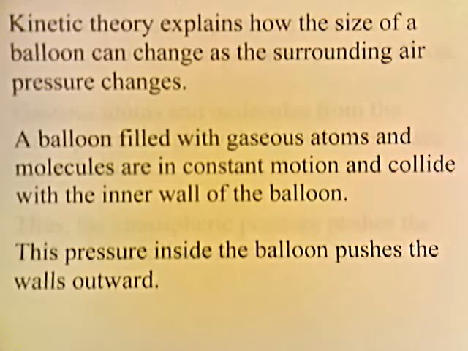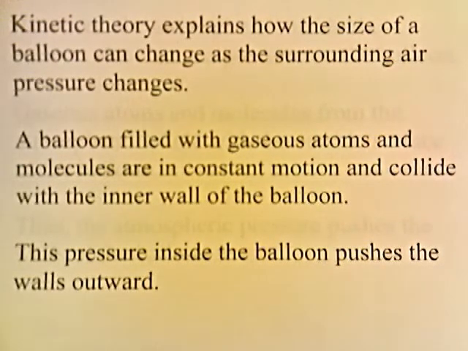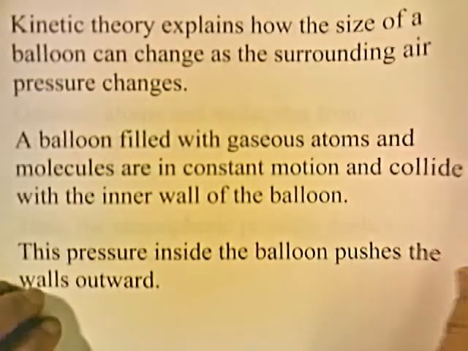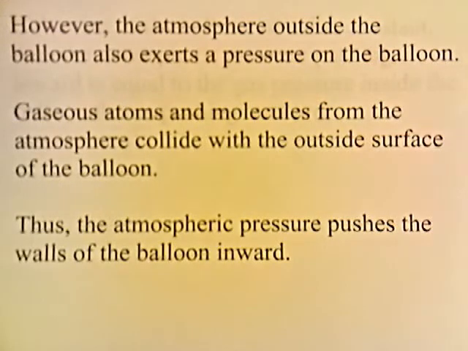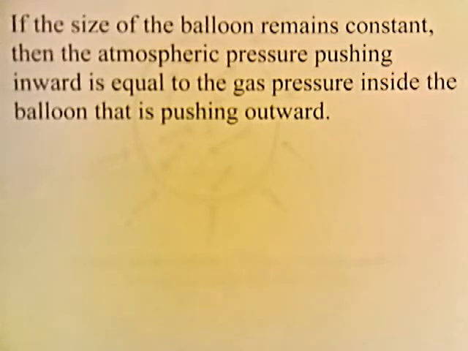Kinetic theory explains how the size of a balloon can change as the surrounding air pressure changes. A balloon filled with gaseous atoms and molecules in constant motion collide with the inner wall of the balloon. And this pressure inside the balloon pushes the walls outward. However, the atmosphere outside the balloon also exerts a pressure on the balloon. Gaseous atoms and molecules from the atmosphere collide with the outside surface of the balloon. Thus, the atmospheric pressure pushes the walls of the balloon inward. If the size of the balloon remains constant, then the atmospheric pressure pushing inward is equal to the gas pressure inside the balloon that is pushing outward.